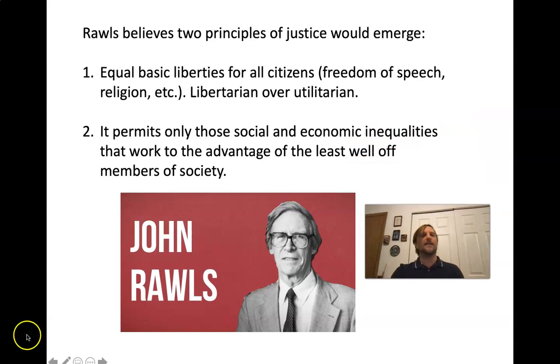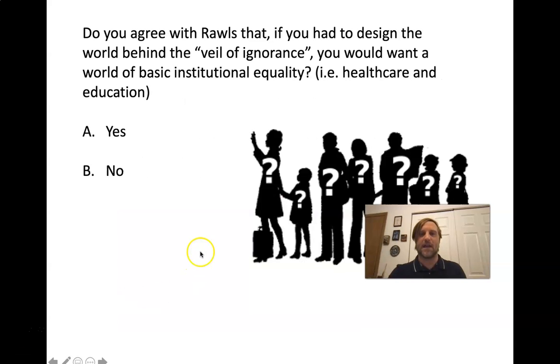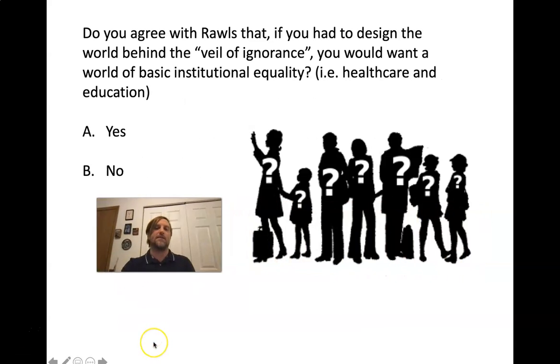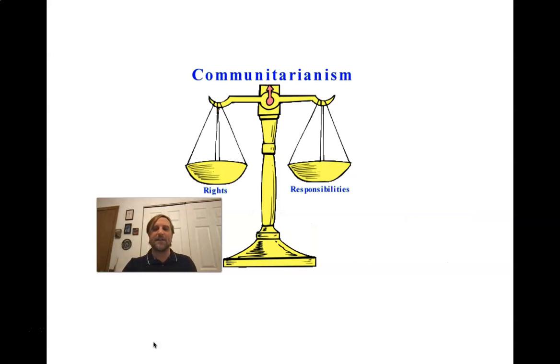So he says that basically two principles of justice would emerge. You would have equal basic liberty for all citizens. That would be libertarian over utilitarian. And it will allow inequalities as long as they work to the advantage of society. So another thing you might want to discuss, feel free to ask this question or go into greater detail in Packback: do you agree with this? Would you design that sort of world if you were thrown behind the veil of ignorance?